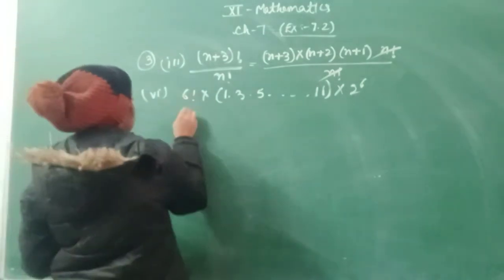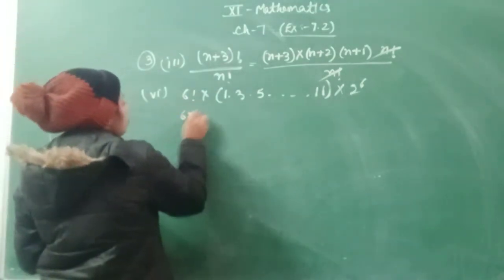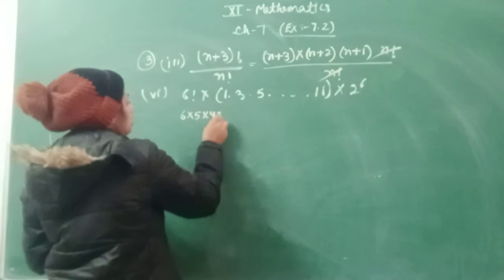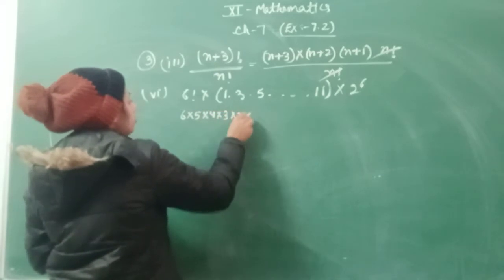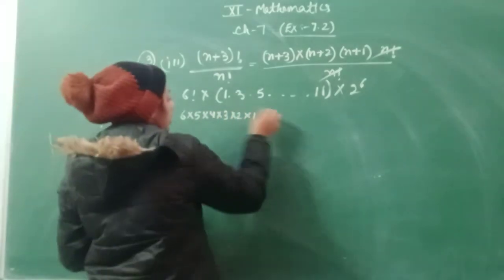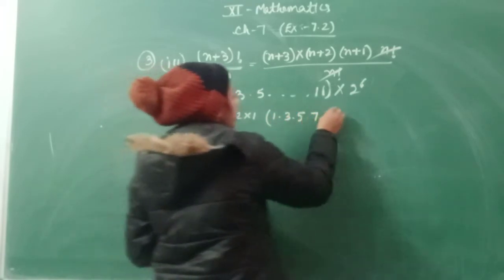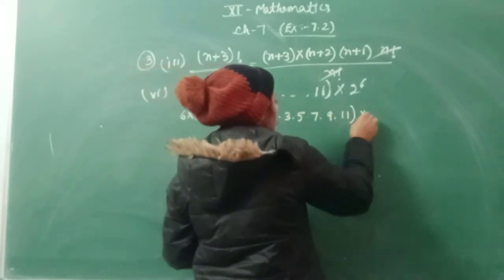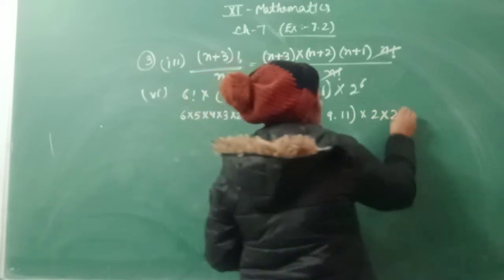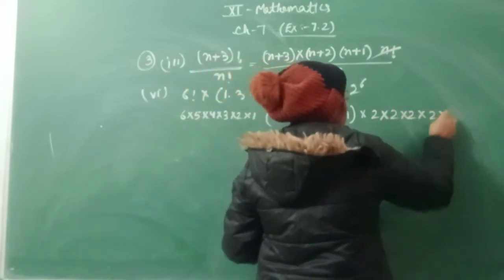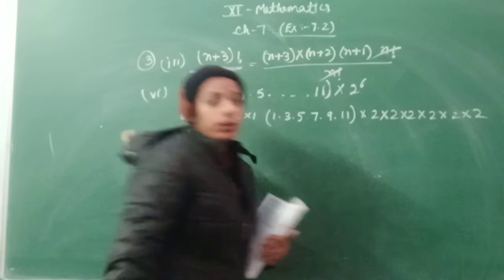How will you solve it there? 6 factorial: 6, 5, 4, 3, 2, 1. Clear? And again there is 1 into 3 into 5 into 7 into 9 into 11, and there is a 2 power 6, that is 2 into 2 into 2 into 2 into 2 into 2. 6 times I am writing the 2.